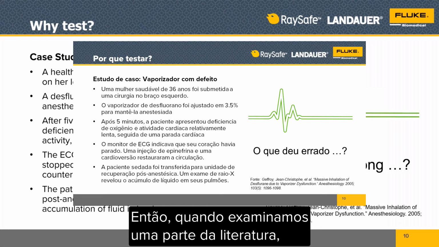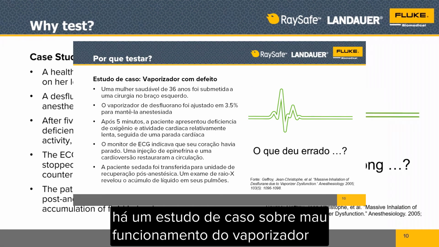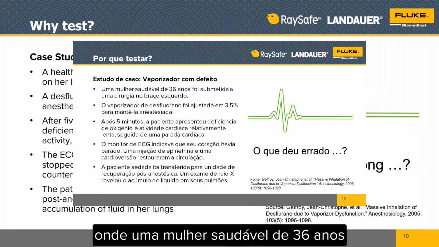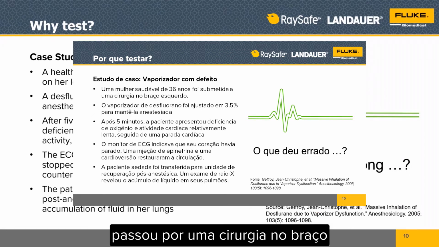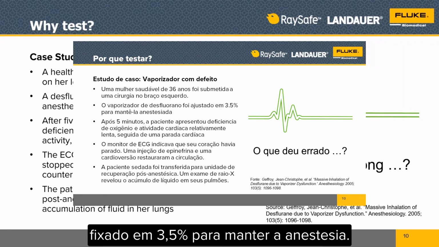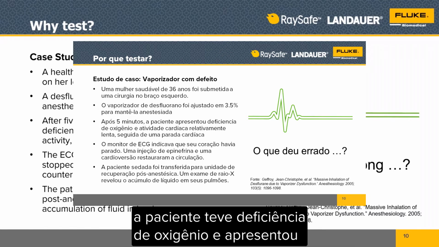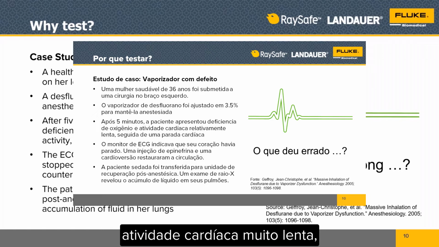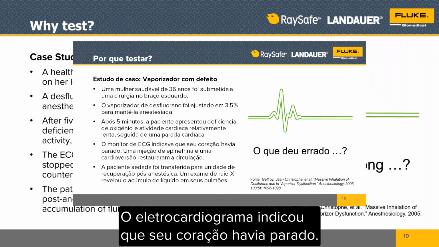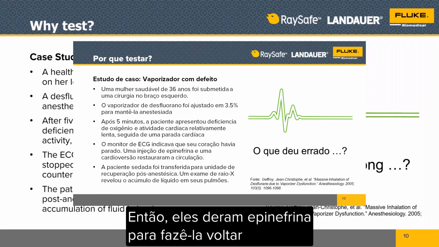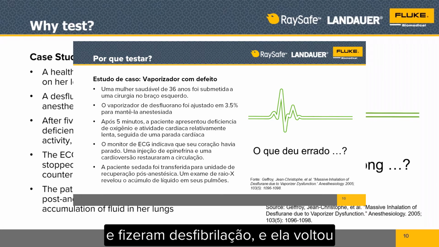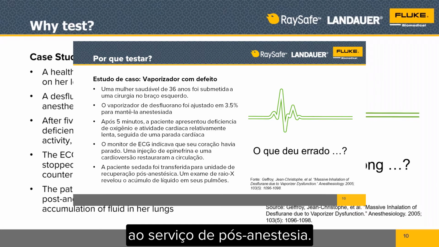When we looked through some of the literature, we found a case study about a vaporizer malfunction where a healthy 36-year-old woman underwent surgery on her arm, and the desflurane vaporizer was set at 3.5% to maintain the anesthesia. After about 5 minutes, the patient became oxygen deficient and displayed a really slow heart activity, followed soon by cardiac arrest. The ECG indicated that her heart had stopped. They delivered epinephrine and did a defib, and she came back. The patient was sedated and transferred to the post-anesthesia care unit.